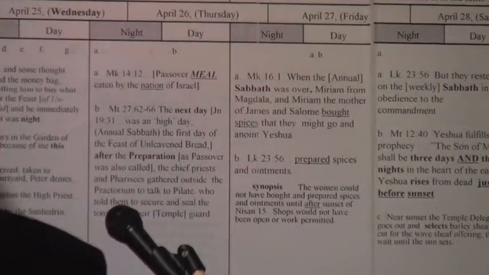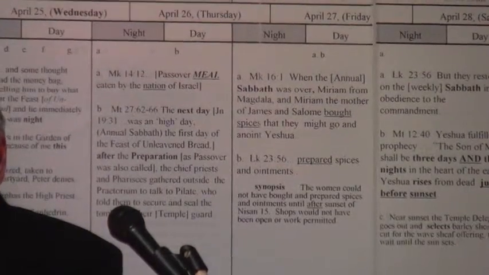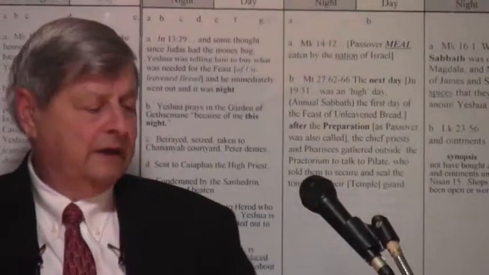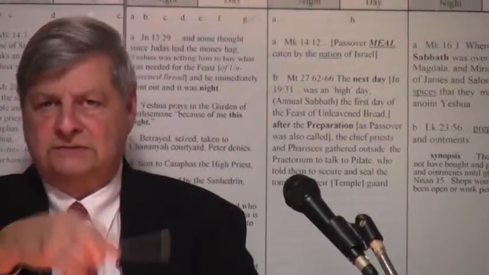Now, let's talk a little bit about these temple guards. There are 12 gates around the temple. If you look at the renderings there, you can count, I think, six of them, and there's six on the opposite side.